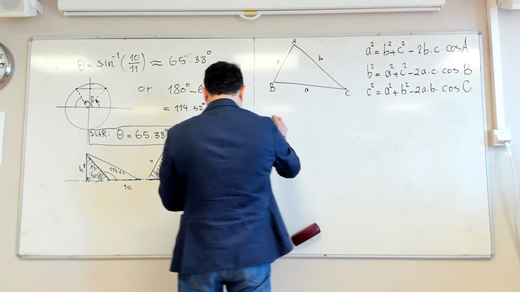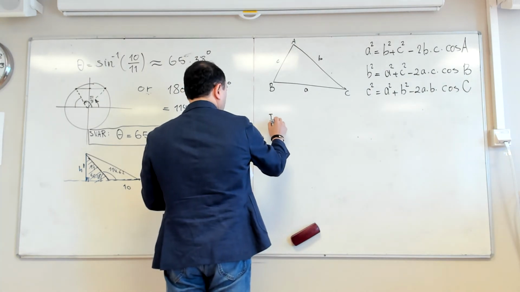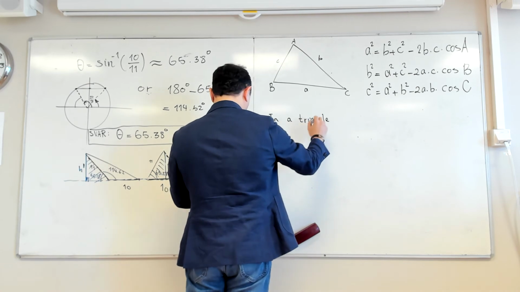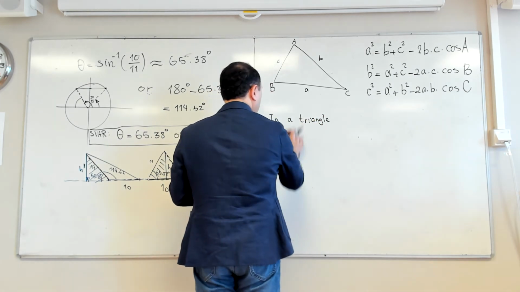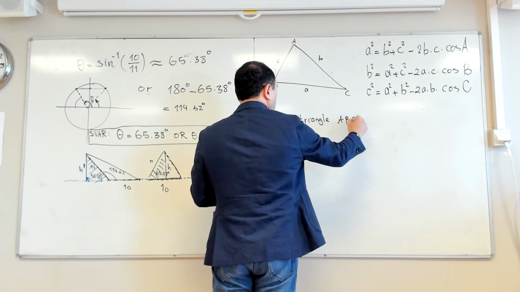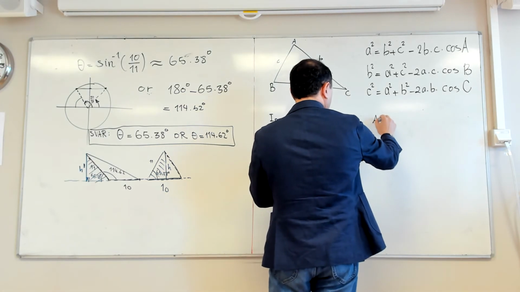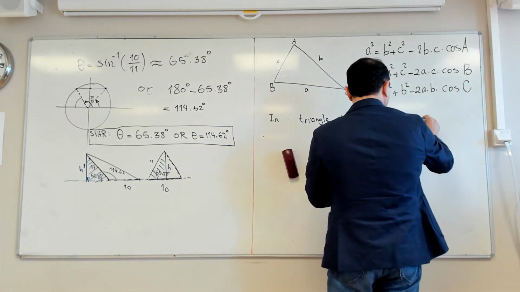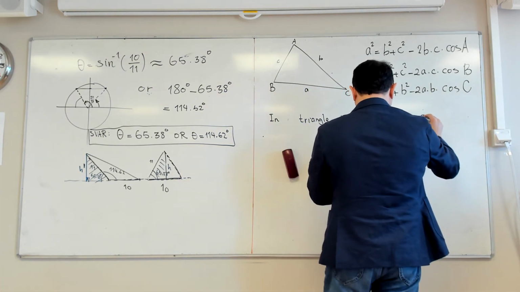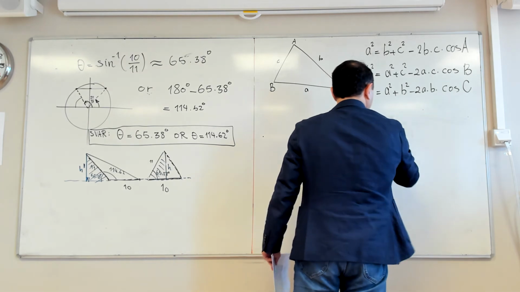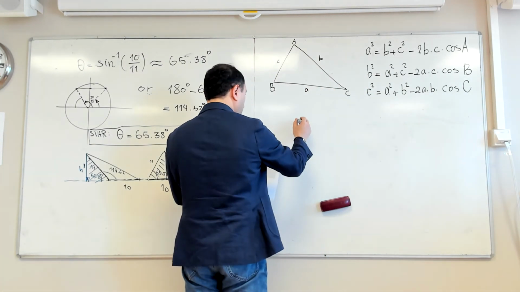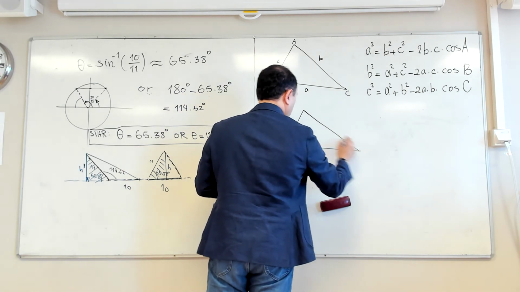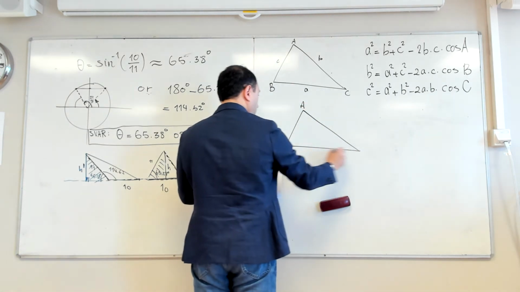Example, in a triangle. In triangle ABC, we have AB equal to 7 centimeters. BC is equal, if you don't mind, let me just draw a picture. It's easier to write down. So I have a triangle like this. Let me write it A, B, C.